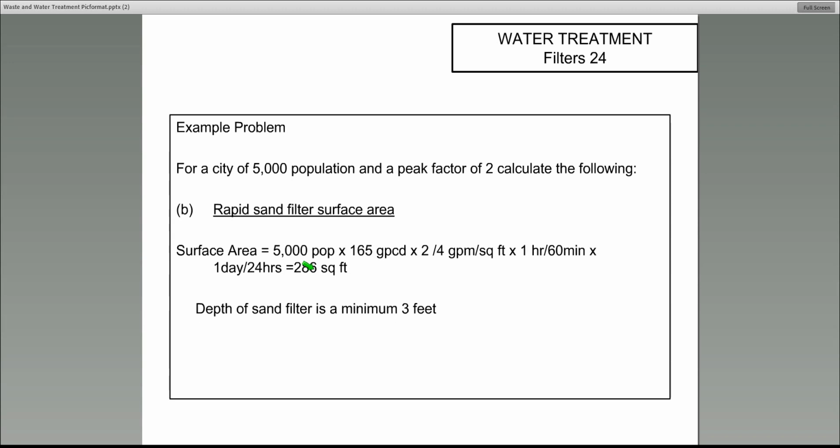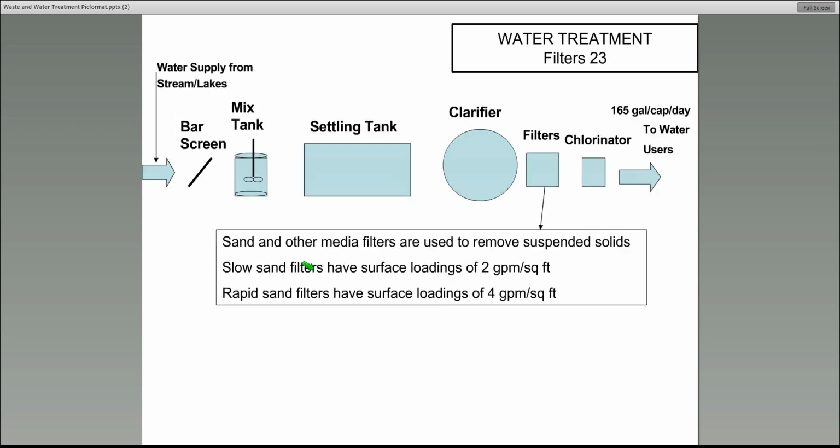And where did the 4 come from? Back here, rapid sand filters have surface loadings of 4 gallons per minute per square foot.